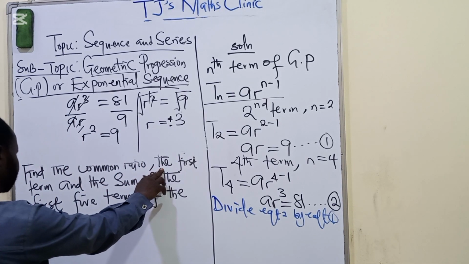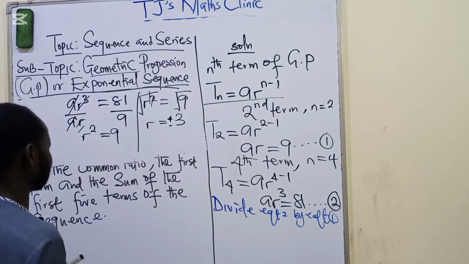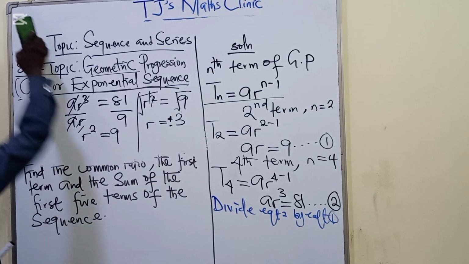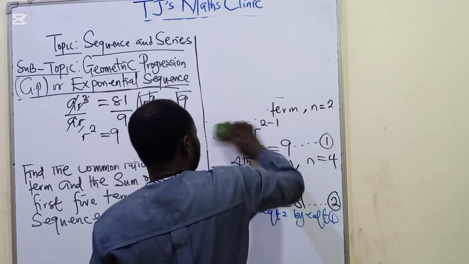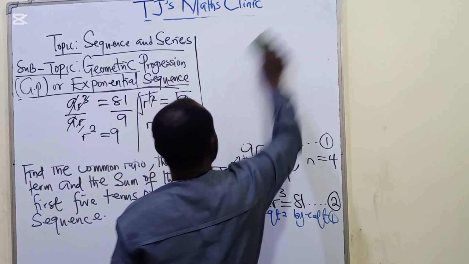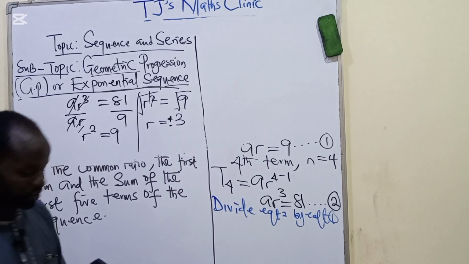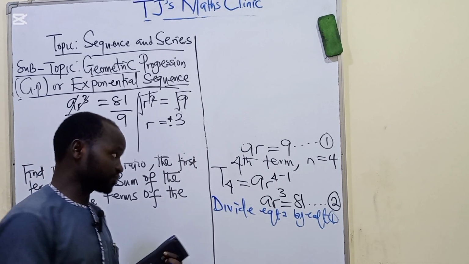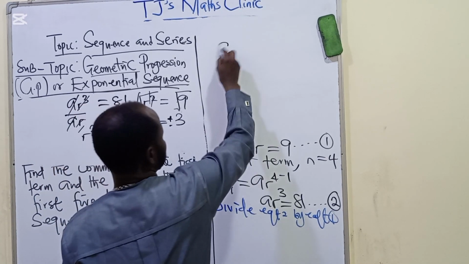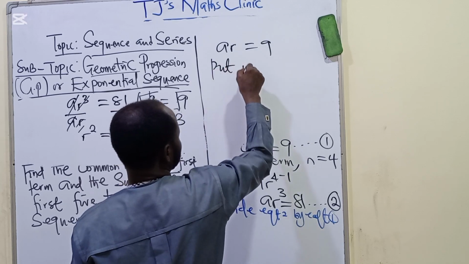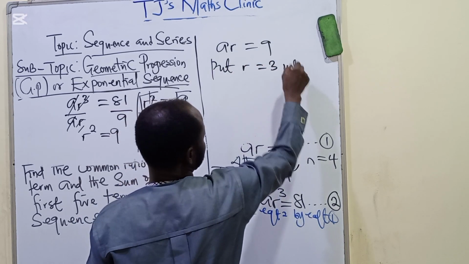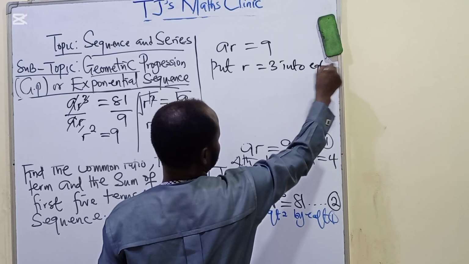Then the first term. Let's look at how we can find the first term now. To find the first term, we use one of the equations. Our common ratio now is plus or minus 3, so we are through with the first one. Next, the first term. Let's use equation 1. Our equation 1 is AR equals 9. So put R equals 3 into equation 1.